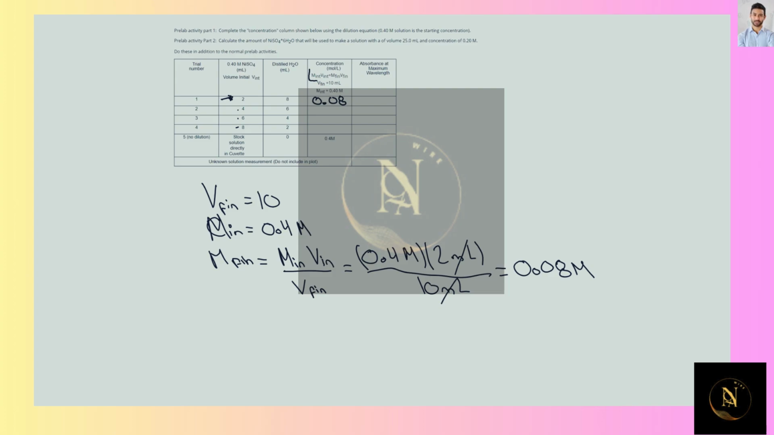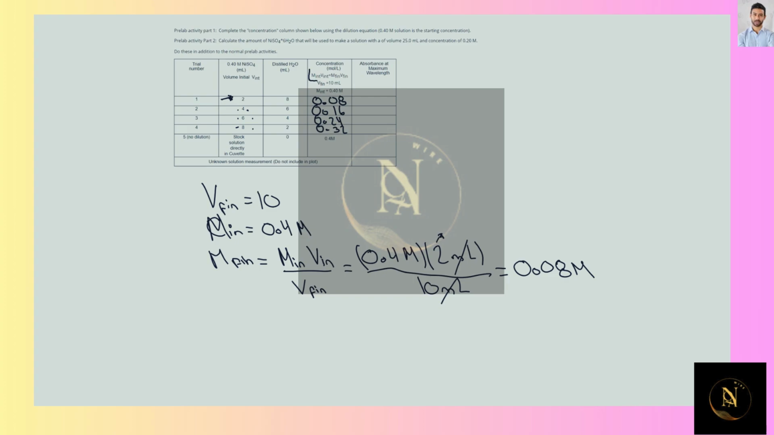Now, what is going to happen with the other cases? Well, you can replace this volume over here by 4, 6, and 8 respectively, or we can multiply this result by 2, 3, and 4. So the result, regardless, is going to be 0.16, 0.24, and 0.32. So with this, we're done with the first part of the pre-lab.